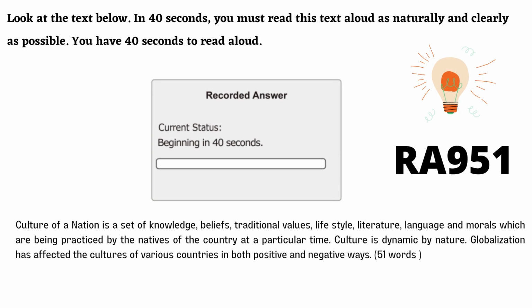Culture of a nation is a set of knowledge, beliefs, traditional values, lifestyle, literature, language and morals which are being practiced by the natives of the country at a particular time. Culture is dynamic by nature. Globalization has affected the cultures of various countries in both positive and negative ways.